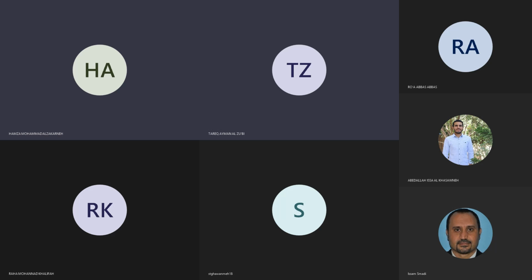Okay. So we'll start our lecture with an example, as requested by Abdullah, which highlights that the state space representation is not unique.